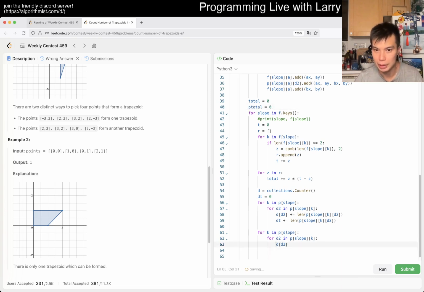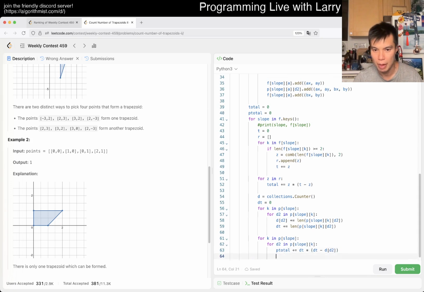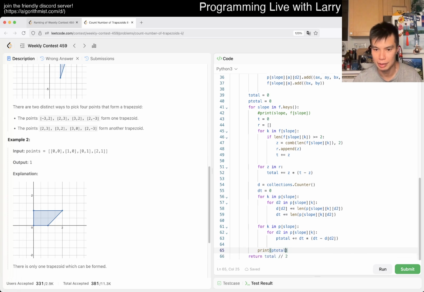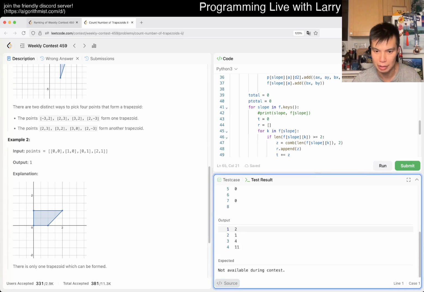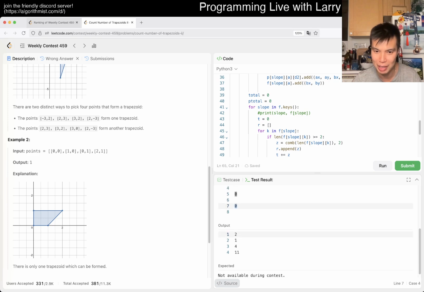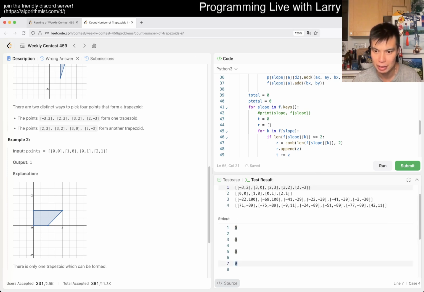So then p total we added by dt times dt minus this, maybe. Yeah, let's just print out this p total real quick. I think this is also double counted, but we'll see. Okay, well, this should give me a non-zero response, so that's not great, right?